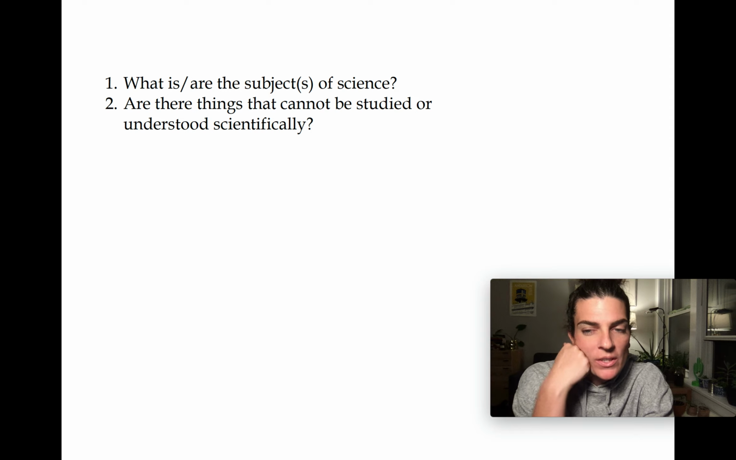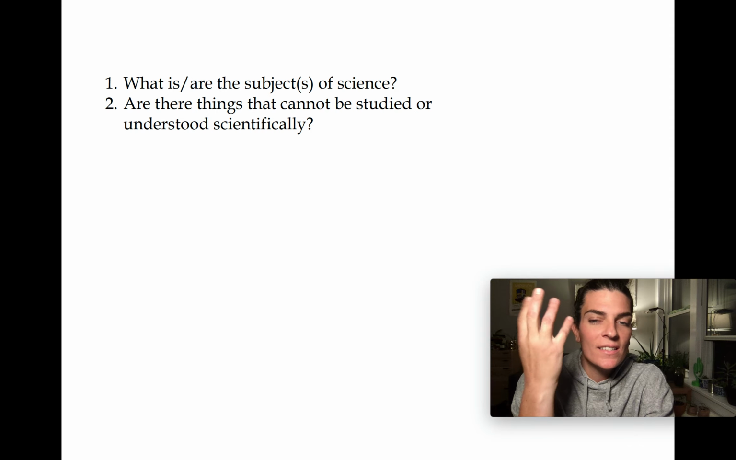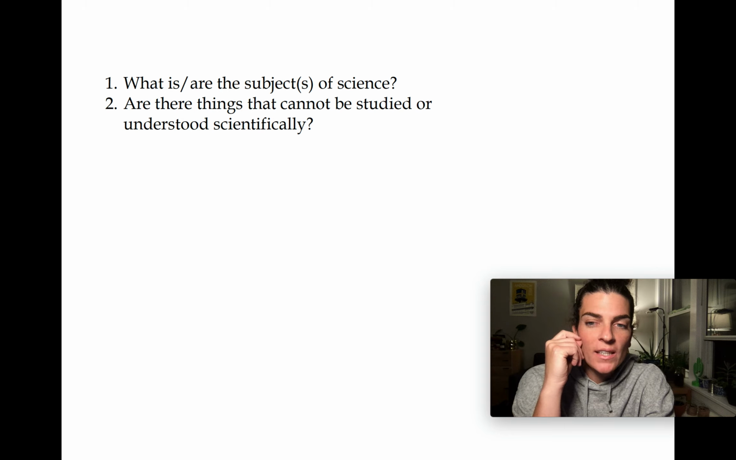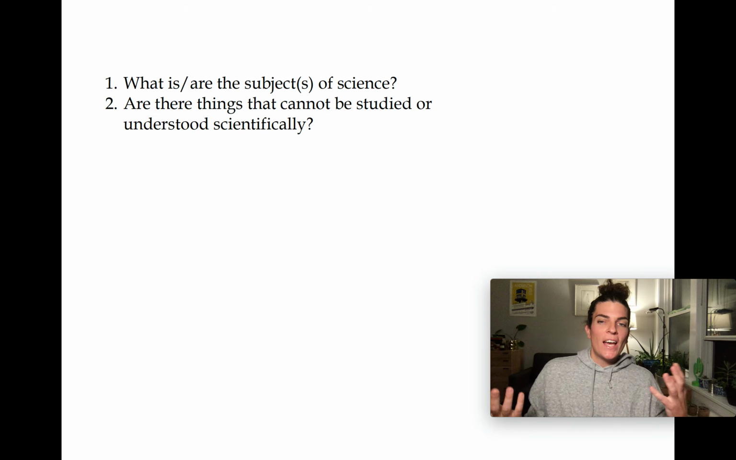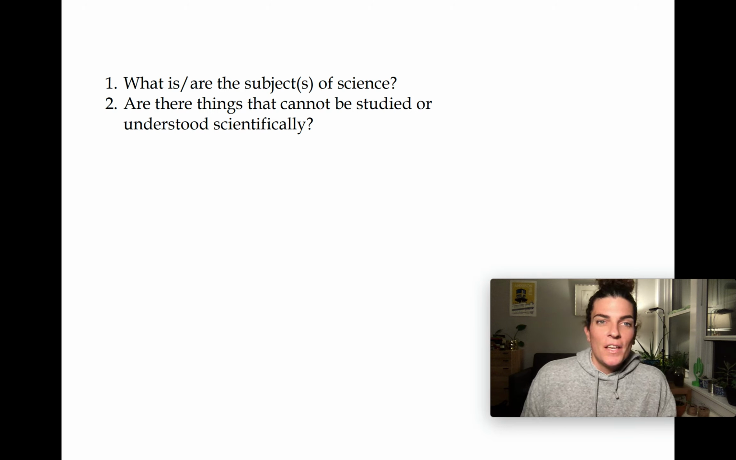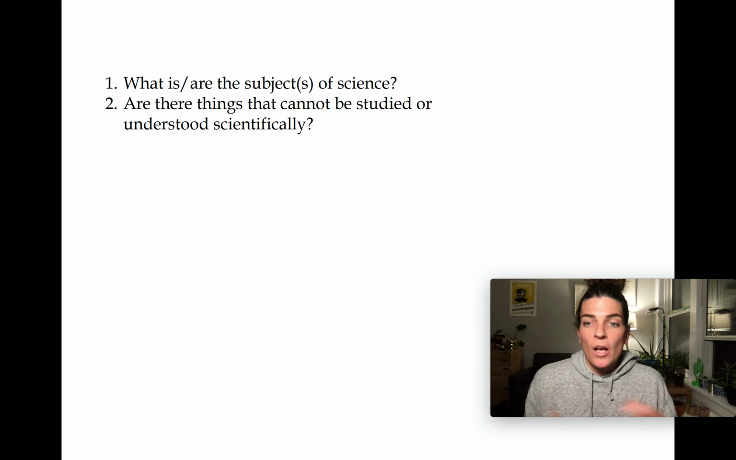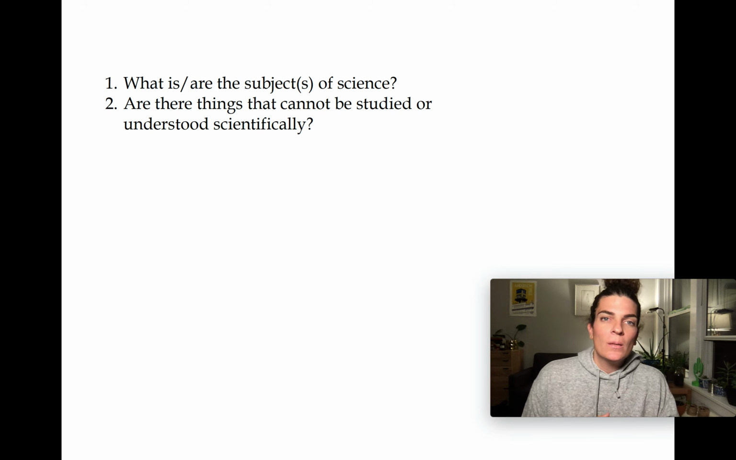We're talking about science as a thing that we do, and a big part of that is that in science we observe. So two things to consider when we think about this. The first one is, what are the subjects of science? And part two is, are there things that cannot be understood or studied scientifically?